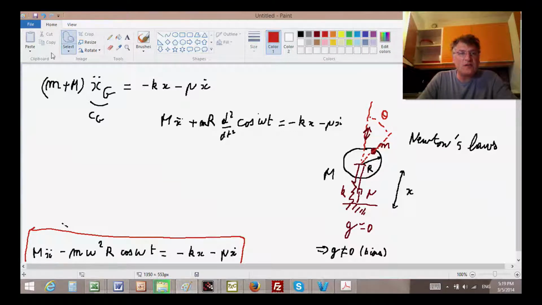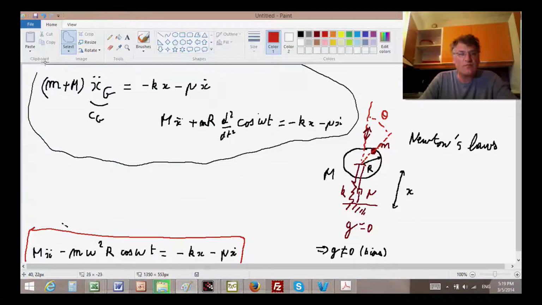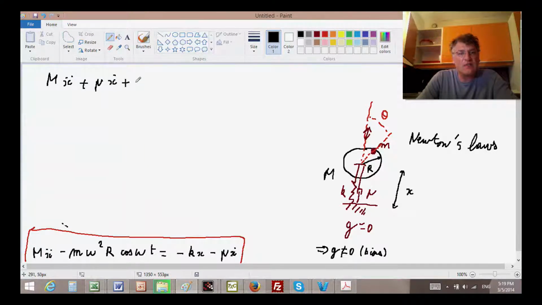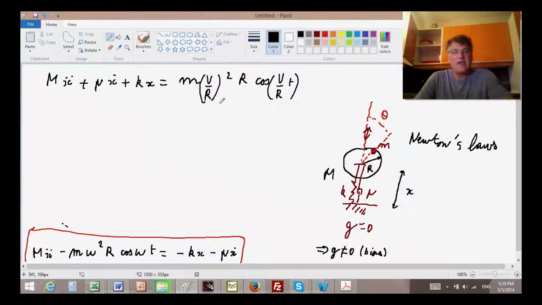Indeed, we can rewrite this equation as follows. M x double dot plus mu x dot plus k times x is equal to m omega squared, which is v over r squared, times r times cosine v over r t. And so, what we literally have is a system that is excited by this input, and the dynamics of this system is like that.